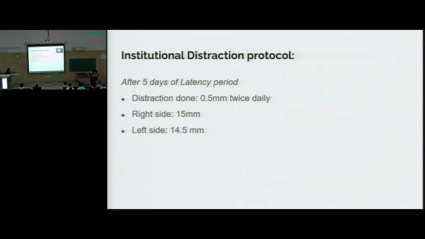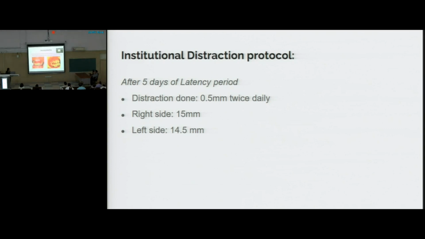And then the distraction protocol which we followed: we started after 5 days of latency period for the patient, and 1 mm of distraction was planned every day, with 0.5 mm twice daily, morning and evening, at an interval of about 12 hours exactly. And on the right side we could achieve a distraction of 15 millimeter, and on the left side 14.5 millimeter.